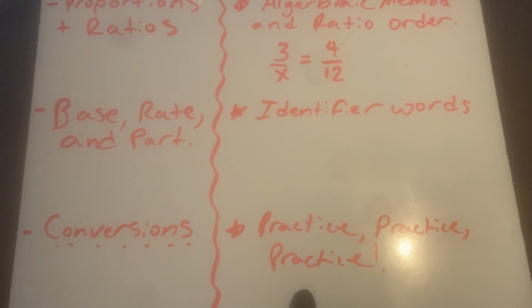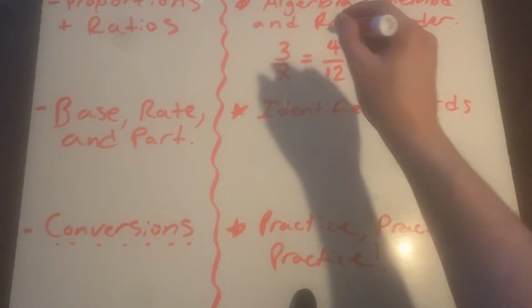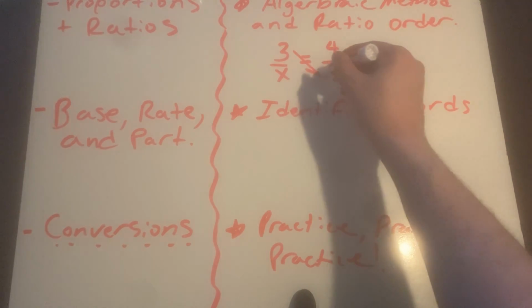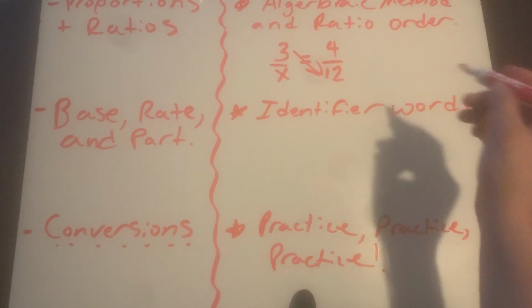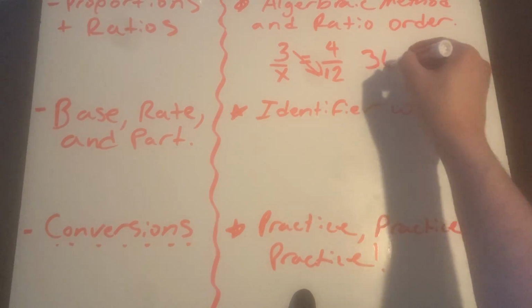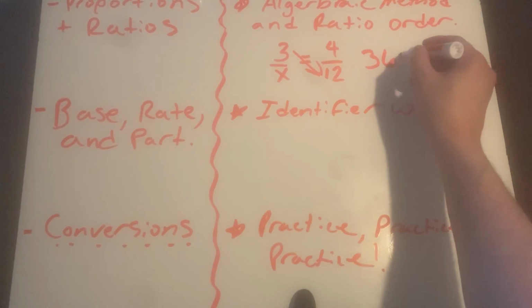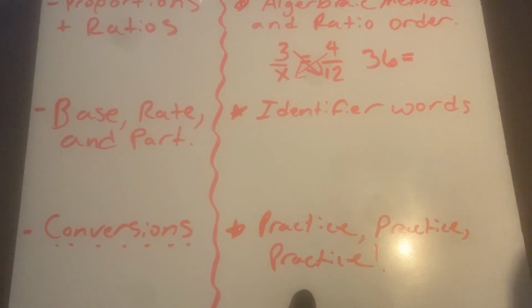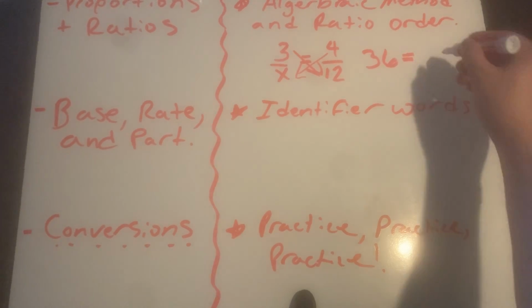There's a couple ways to do this, but the easiest way is cross multiplication. We take the top left, multiply it by the bottom right, and we get 36. That's going to equal, on the other side, 4 times x. Whenever you multiply a number by a variable, you just put them together like this, 4x.